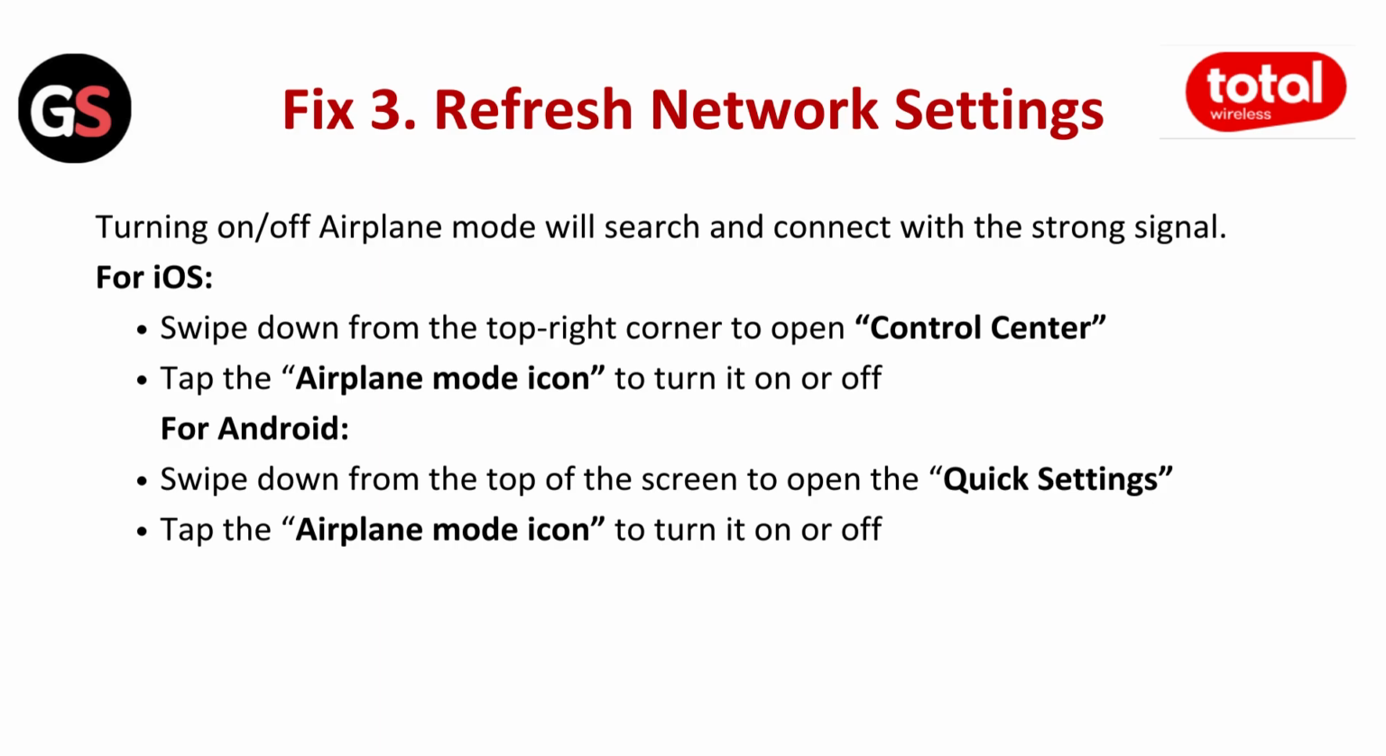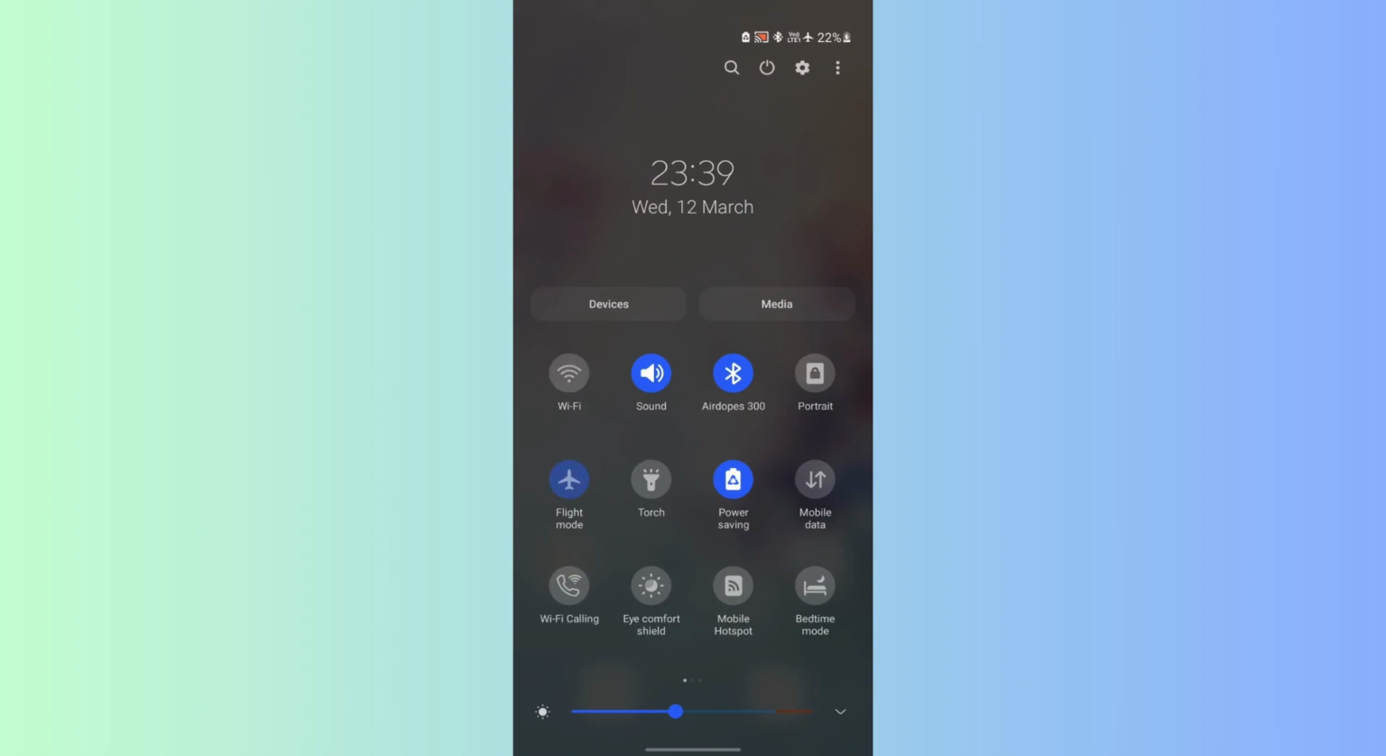Refresh network settings. Turning airplane mode on or off will search and connect with the strong signal. For iOS, swipe down from the top right corner to open Control Center. Tap the airplane mode icon to turn it on or off. For Android, swipe down from the top of the screen to open the quick settings. Tap the airplane mode icon to turn it on or off.